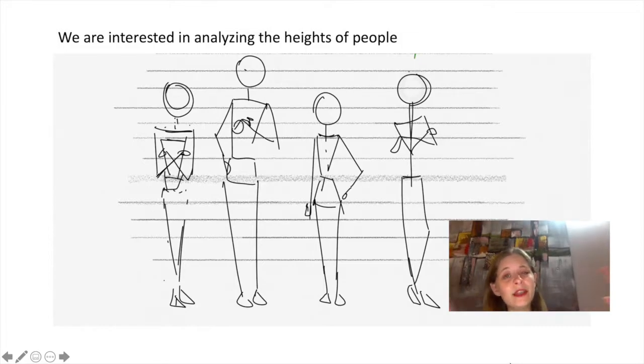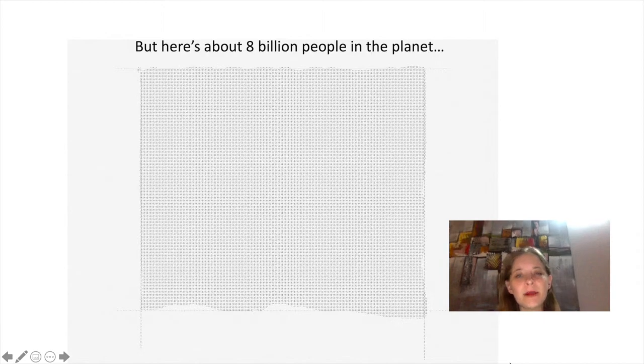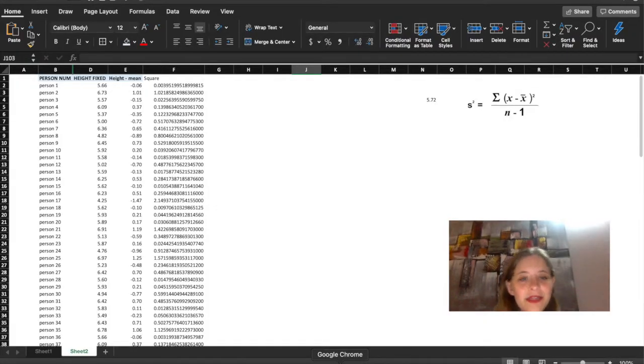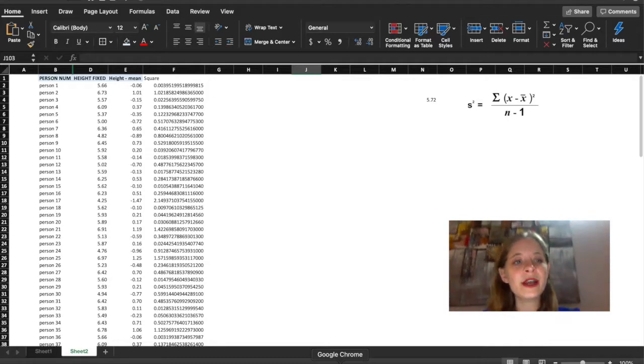We're just explaining the concepts, and we will be working with a sample because there's about 8 billion people on the planet and we don't know the heights for everyone. So we get a sample and we start working from here. We will jump now to Excel. And in Excel, we will be looking at this thing that I started constructing before talking to you guys.